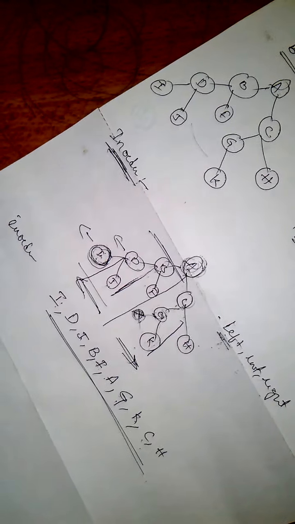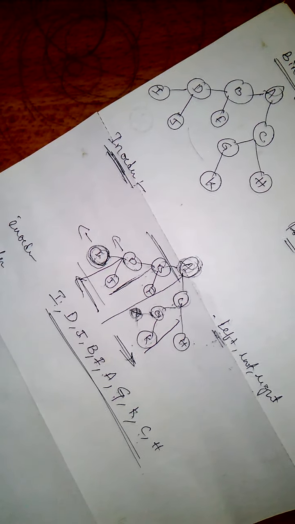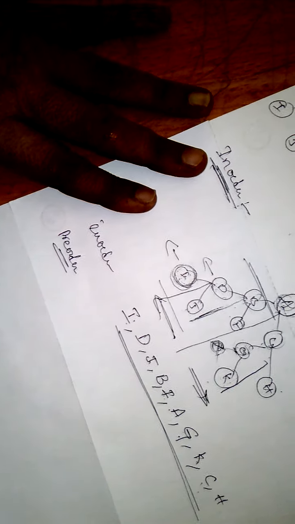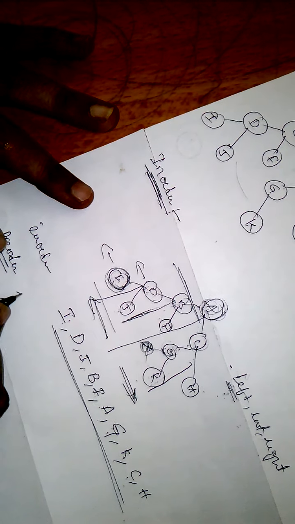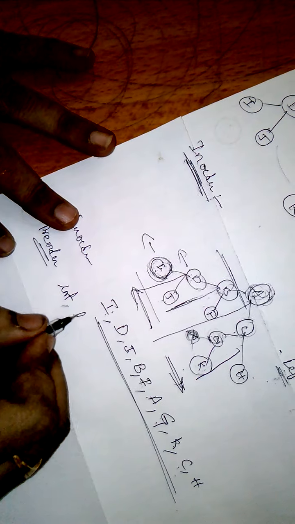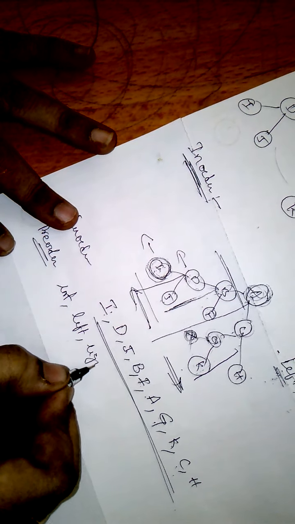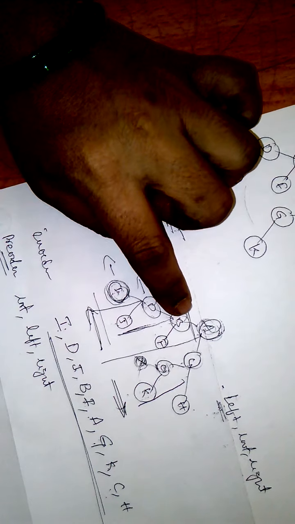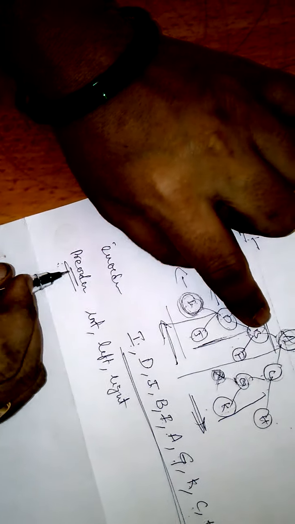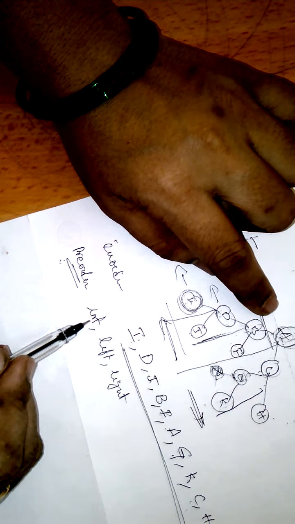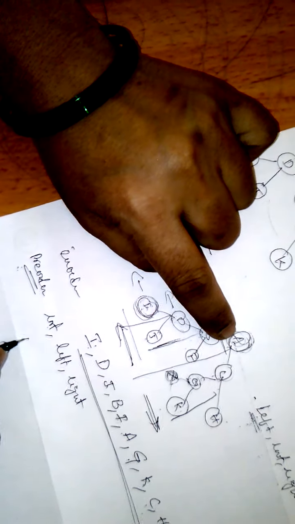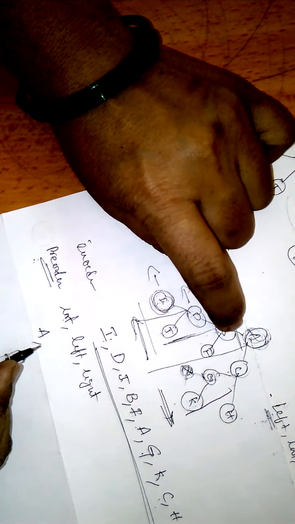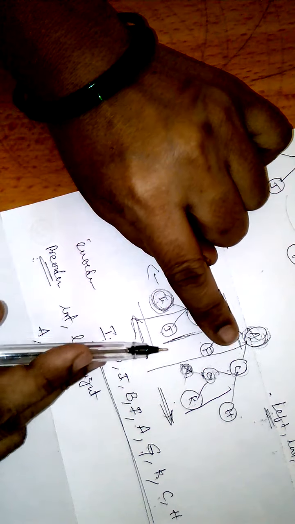Now we will see pre-order traversal of a tree. Pre-order traversal means how to visit the nodes in a tree. We'll visit the nodes in pre-order: first root, then left child and right child. Now for the same example we are visiting pre-order. Pre-order means first root. So this is our root, so we will visit A. Then next left. After root, again left and then right.